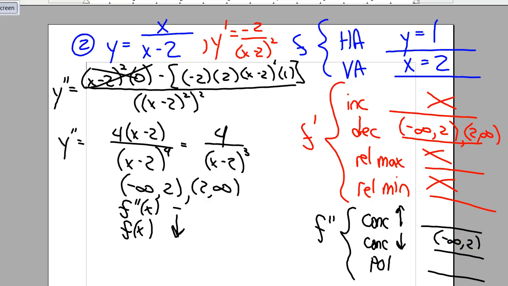If I plug in, say, 10, then 10 minus 2 is a positive number. To the 3rd is still a positive number. So this comes out where your second derivative is positive. And that means your original graph is concave up. So from 2 to infinity.